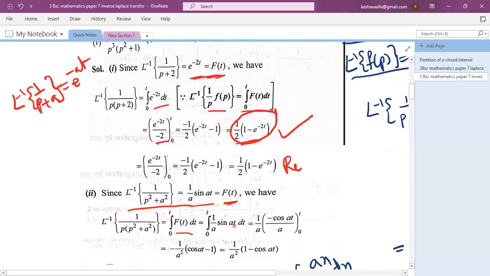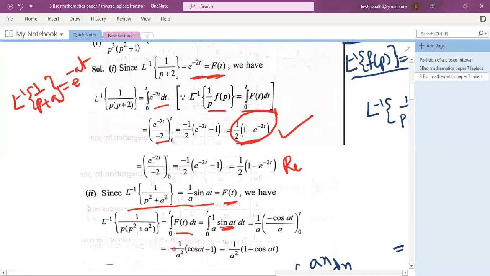So now integrate 1 by a sin a t dt. So 1 by a is constant. So integral of sin is minus cos. So minus cos a t by a, differentiation of a t is a. So integral 1 by a sin a t dt is equal to 1 by a, minus cos a t by a. Limits are 0 to t. So apply upper limit minus lower limit, that is minus 1 by a square. So upper limit is t, so we get cos a t minus lower limit, cos 0 is 1. So we get minus of 1 by a square cos a t minus 1.